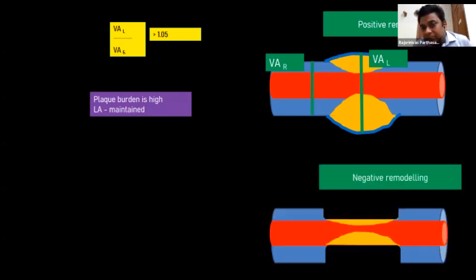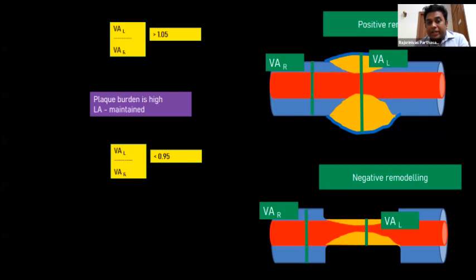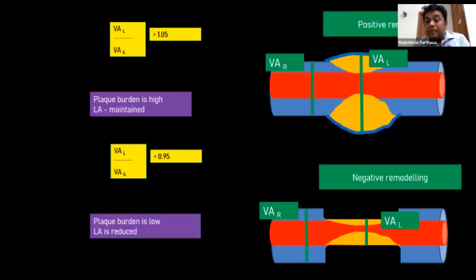What happens in negative remodeling? This is a plaque that is a healing plaque. In this, you have a thick fibrous outer covering. And if you see the area at the lesion site, it is smaller than the vessel area at the reference site. So therefore, the ratio will be less than 0.95. In this particular instance, the plaque burden is low, but the lumen is also constricted in negative remodeling. So positive remodeling is an aggressive plaque. Negative remodeling is a healed plaque where the fibrous membrane is very thick, it has not ruptured.